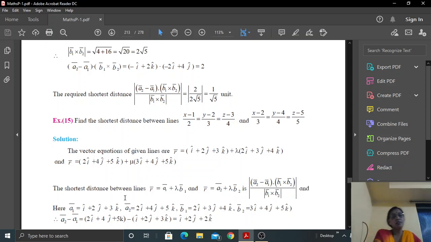Now the shortest distance between the two lines, r bar equal to a1 bar plus lambda b1 bar and r bar equal to a2 bar plus mu b2 bar, is given by the magnitude of (a2 bar minus a1 bar) dot the cross product of b1 bar and b2 bar, whole divided by the magnitude of the cross product of b1 bar and b2 bar. Let us simplify one by one, then use the formula.